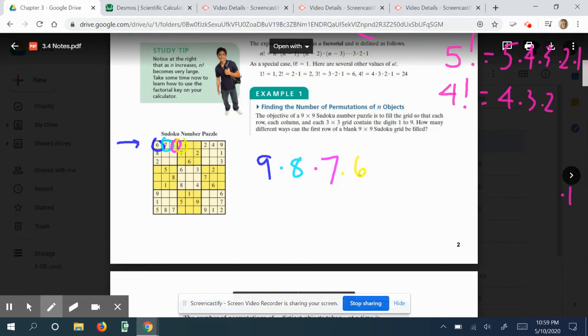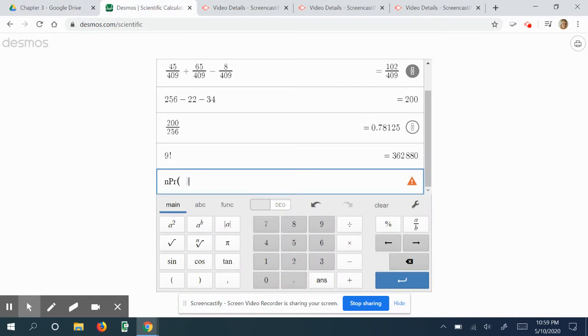And so we end up getting all the way down to the final box. There's only going to be 1, right? And so this is going to be 9 factorial. So that means there are 9 factorial different ways that I can fill out the top row of a Sudoku grid. So I look at that and I say, well, what is 9 factorial? Well, I have it written here. It's 362,880 different ways.